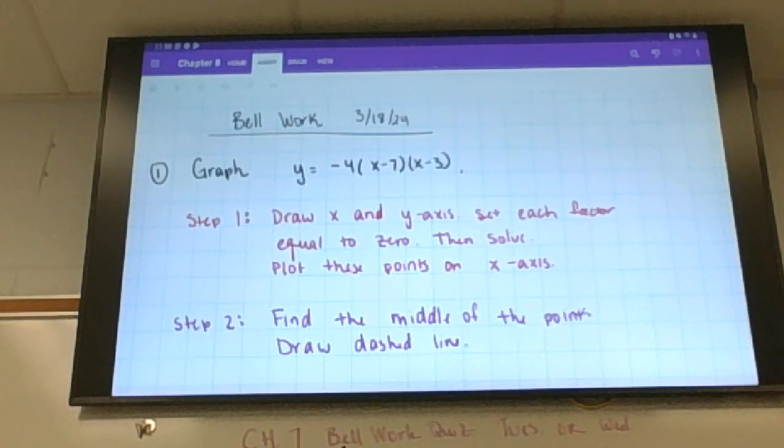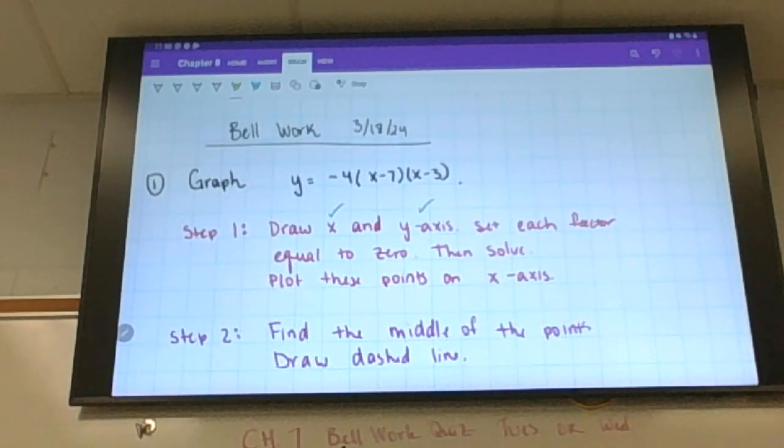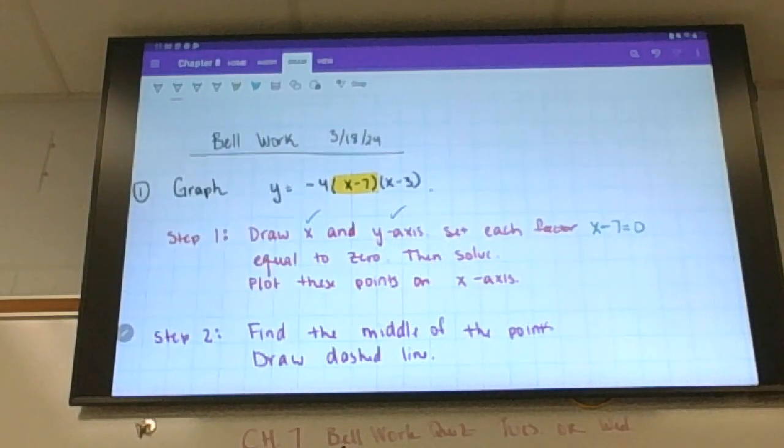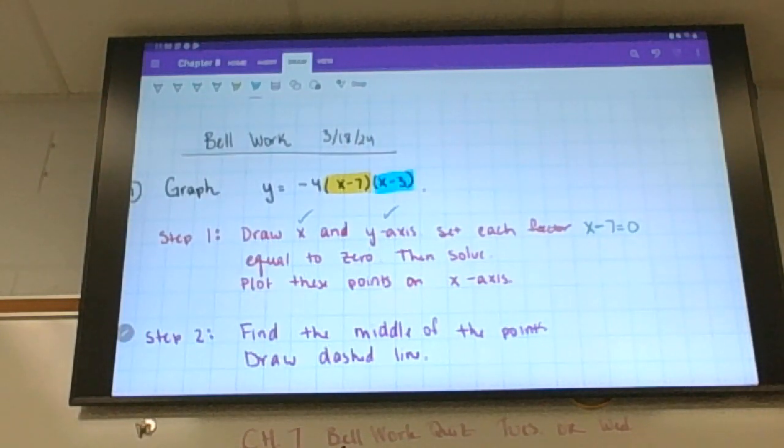I got my X and Y axis. I'm a little bit worried. It's going to need to go higher than this, so I might have to redraw it, but it is what it is. Okay. So I drew my X and Y axis. Set each factor equal to 0. So I'm going to take this X minus 7 and make it equal 0. And then the one next to it, which is X minus 3, I'll make it equal 0. All right, set each factor equal to 0, check.